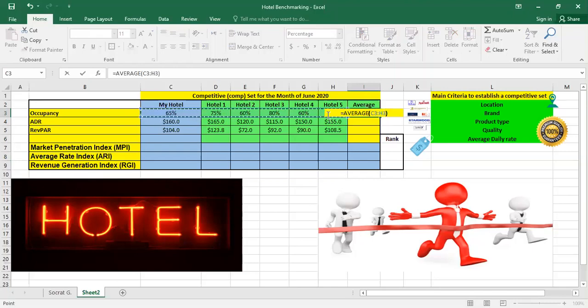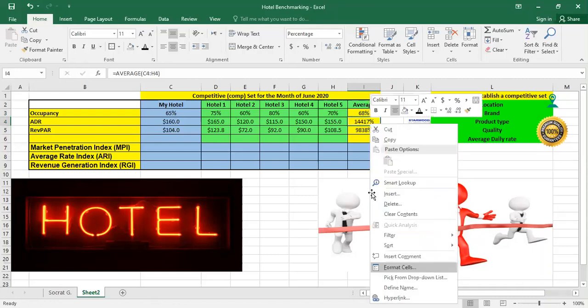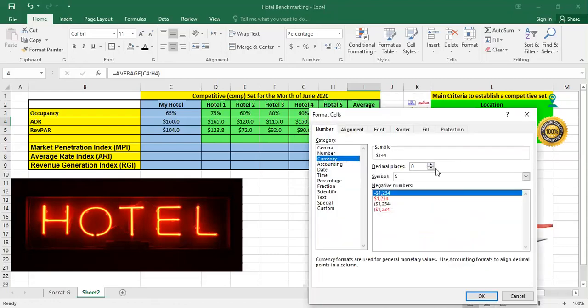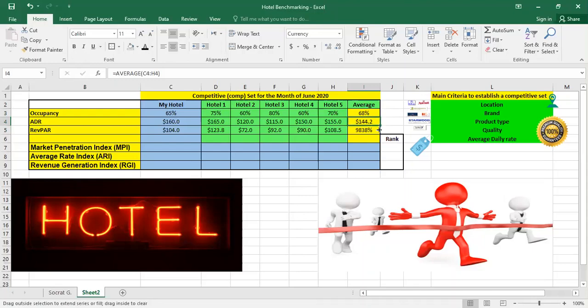Some don't include the hotel. However, I say to include the hotel because the hotel is part of this market. And like this, we can drag. Here we have the occupancy, and here we have to change the format because it's not a percentage. It's currency. Okay, it means the average occupancy in this market is 68%. The average ADR in this market is 144.2, and the average RevPAR is 98.4.